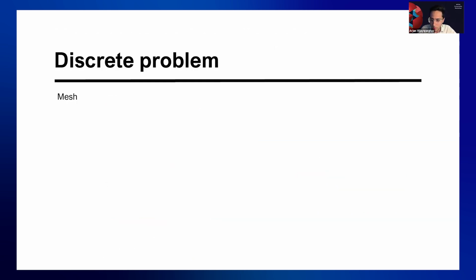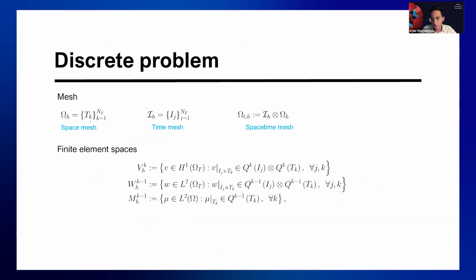So we mesh our domain, right? Our space mesh is going to consist of uniform hypercube elements, right? And our time mesh is going to be of uniform line elements, and then the space-time mesh is simply a tensor product mesh of the two, right? And once we have the meshes, we can define the finite element spaces.